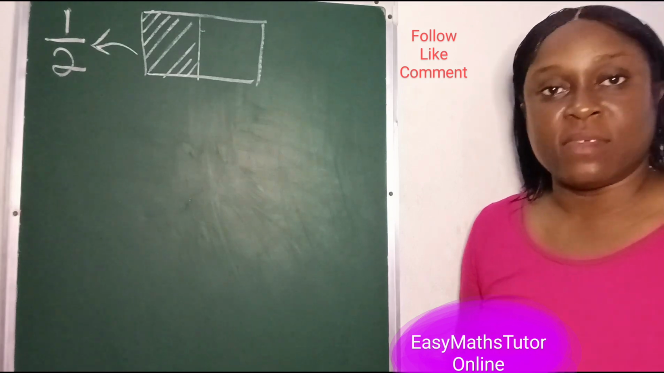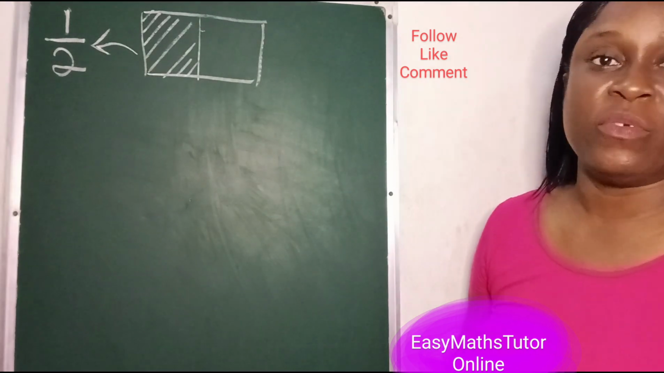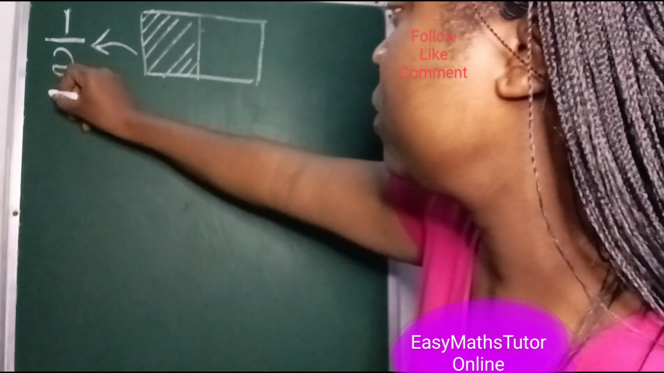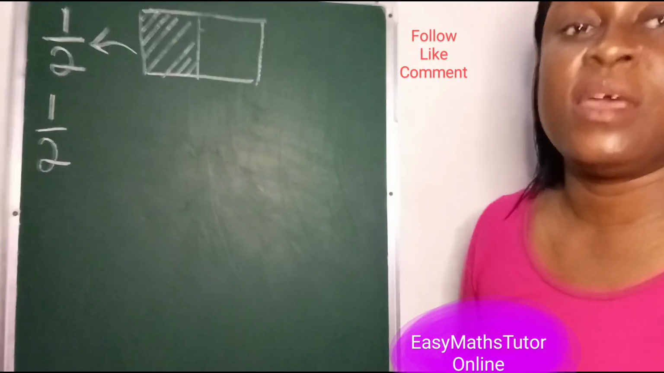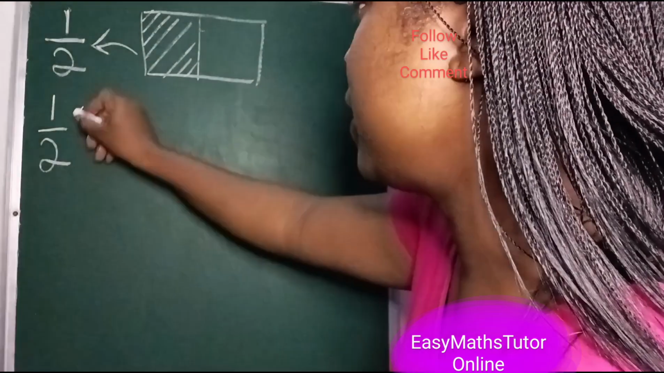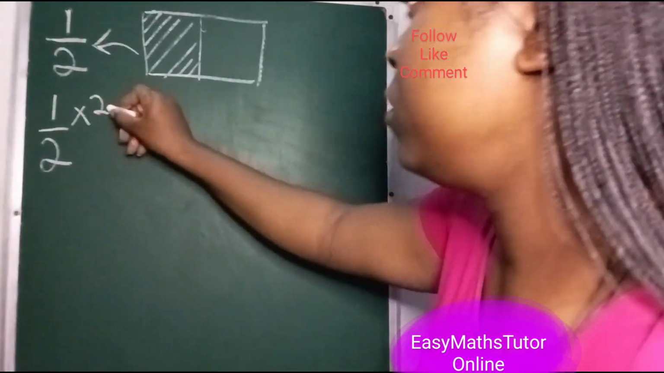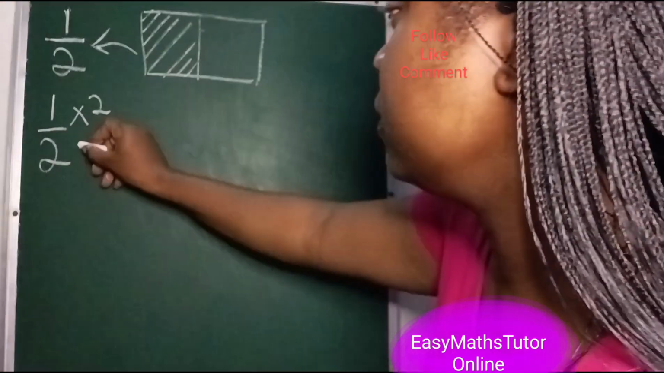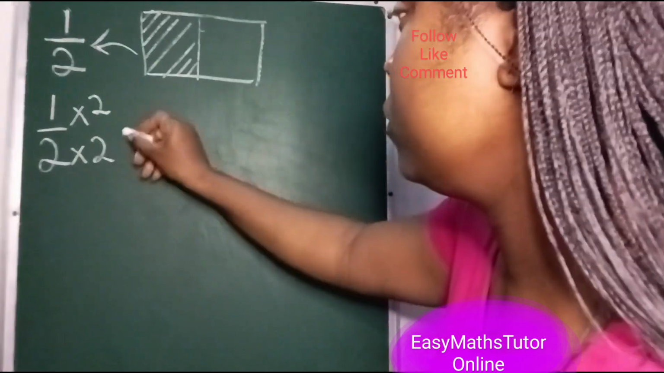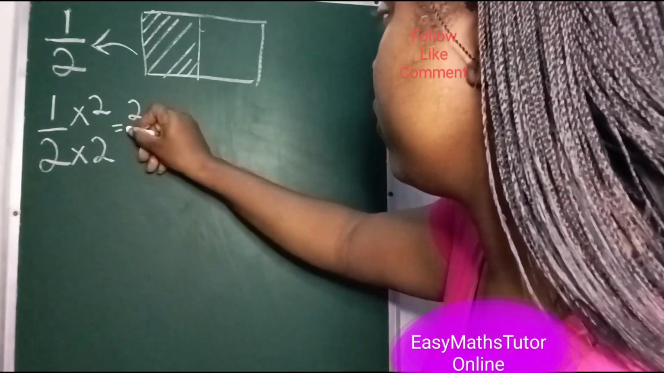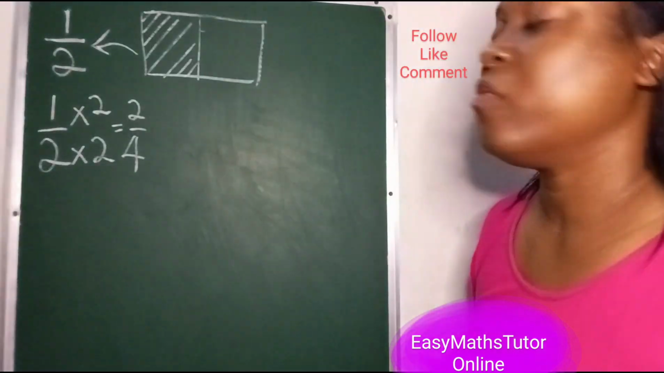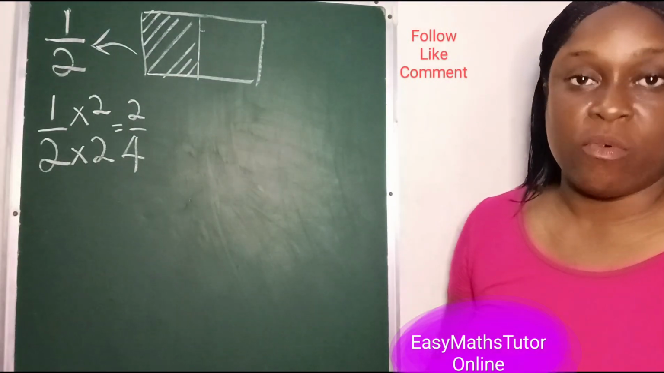So now let's look at an equivalent fraction of 1 over 2. How do we get its equivalent? We'll multiply. Let's try multiplying the numerator by 2 and the denominator by 2. So that should give us 2 over 4. 2 over 4 is an equivalent fraction of 1 over 2.